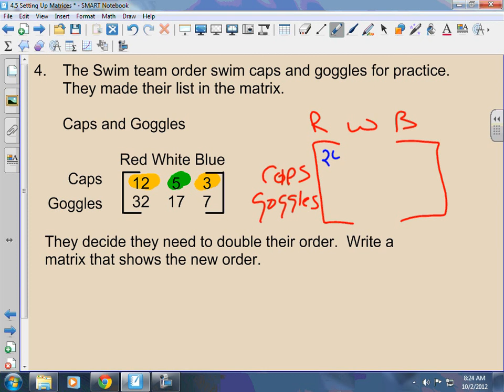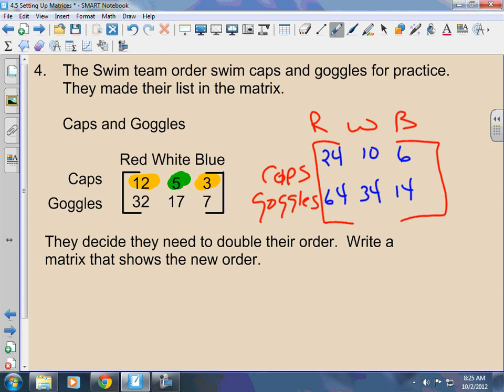Double 12 is 24. Double 5 is 10. Double 3 is 6. Double 32, 64. Double 17, 34. Double 7, there you go. If they wanted to half the order, you would multiply it by 1/2 or divide by 2.